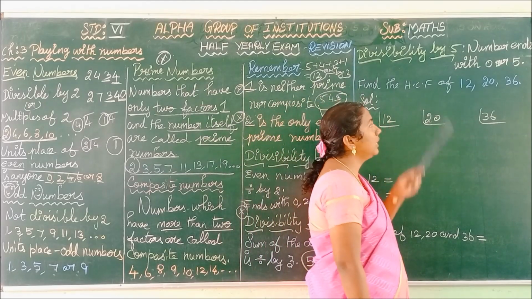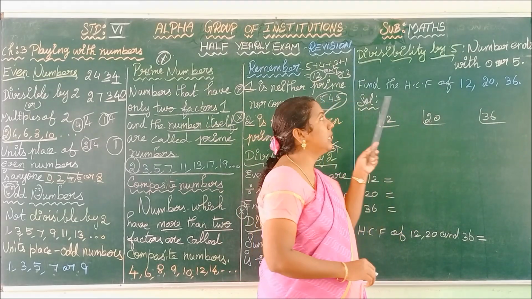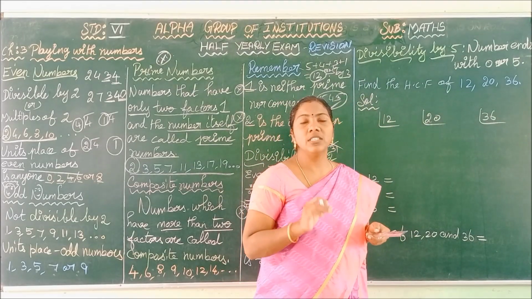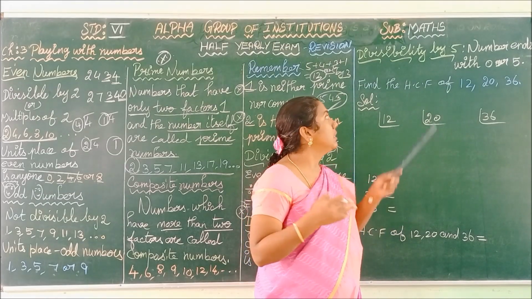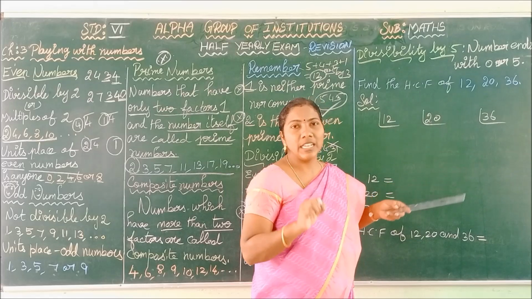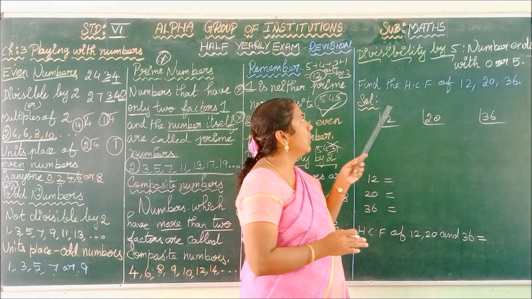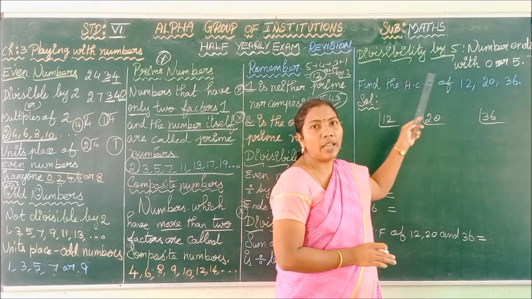Next we are going to see divisibility by 5. It is a very easy concept. If a number ends with 0 or 5, then we can say it is divisible by 5.